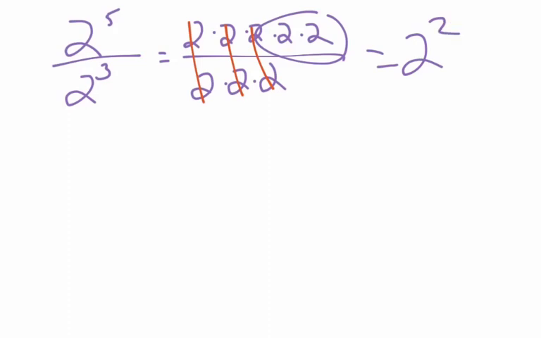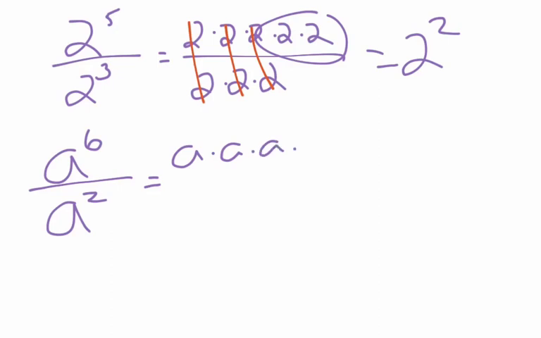So you might be wondering, okay, well, that's great. It works with the 2. Does it work with other things? Let's find out. So let's say you have a to the 6th over a squared. So that would be a used as a factor 6 times: 1, 2, 3, 4, 5, 6. Make sure I have the right number there.